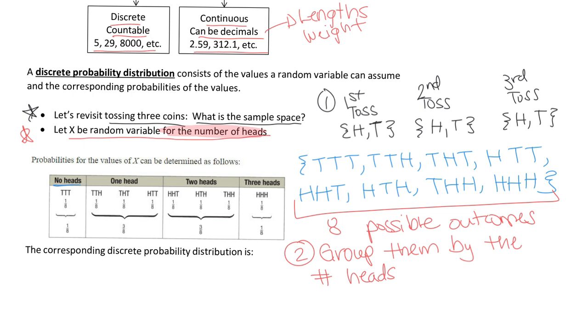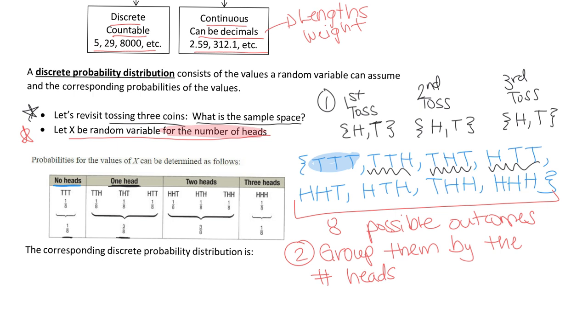No heads. If you look at our sample space, there is one possible outcome with no heads, and that's tails, tails, tails. So one of us could get tails, tails, tails. But the probability of that happening is 1 out of 8. So no heads would be 1 out of 8. Then the probability of getting 1 head would be 1, 2, 3, and they've shown this for you on the table already. So the probability of getting 1 head would be 3 over 8.